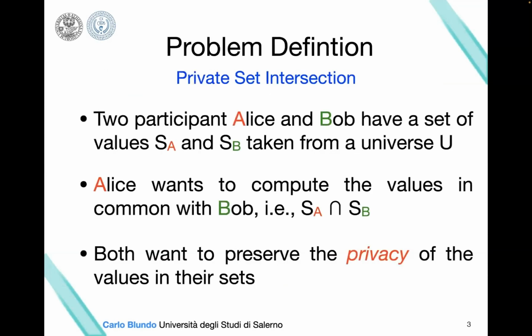Let's define the problem. It's a very simple problem. We have, as usual, two participants, Alice and Bob. Alice has a set SA and Bob has a set SB, and both are taken from a universe U. Alice and Bob want to compute the values in the intersection, the common values. So it's a very simple problem, and we know how to compute it. But the problem is that we want to preserve the privacy of the values in their sets. So Alice and Bob want to compute a function of their input while preserving privacy.